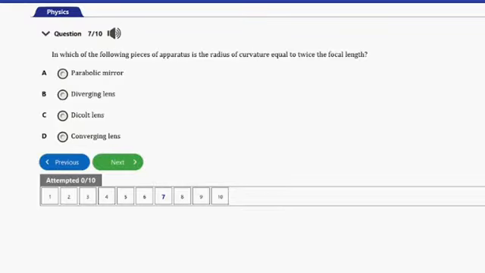So guys, the next question here is question number 7. It says, which of the following pieces of apparatus is the radius of curvature equal to twice the focal length? We have A, parabolic mirror, B, diverging lenses, C, dicot lens, and D, converging lens. So guys, the answer to this question is option D, converging lens. So the radius of curvature of a converging lens is twice the focal length. And that's it for this question. Let's go ahead and consider the next question, guys.